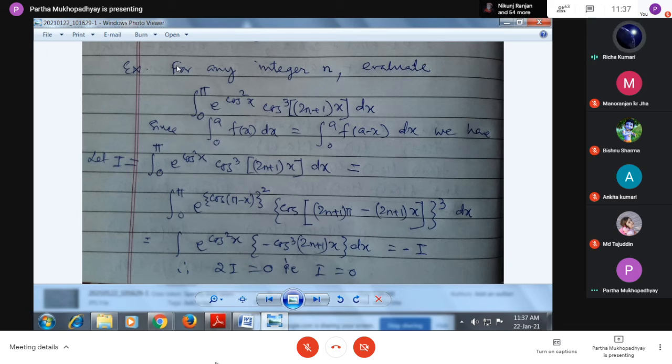Lower limit is 0, not negative. Yes, the integration range is not in the form minus a to a. If it is not in the form minus a to a, or if we cannot convert it to minus a to a, then it is useless. We cannot use the property. So here we have used a different property. These are the things you should remember when solving problems. Okay.